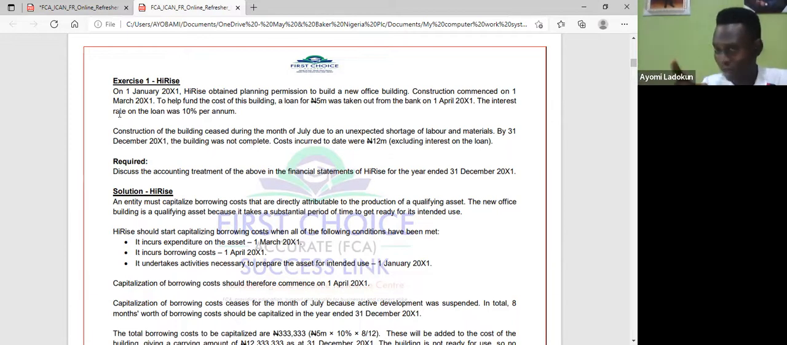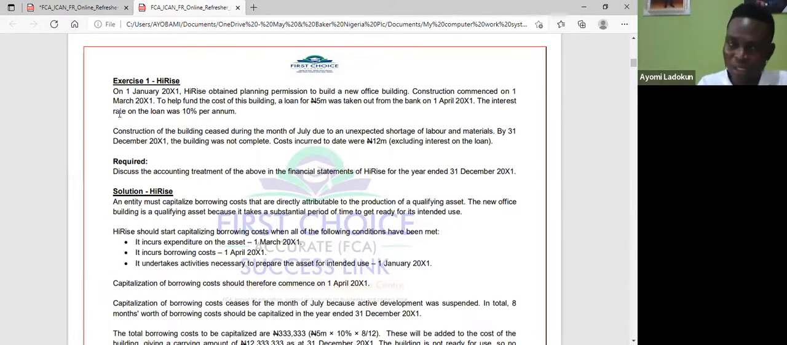Not only borrowing money alone, you borrow money to construct, to acquire, or to produce a qualifying asset. So you borrowed money on 1st April. The interest rate on the loan was 10%. Construction of the building ceased during the month of July. What does that mean? I'm thinking, is this cessation or suspension? Although he used the word ceased. Why? He said, due to unexpected shortage of labor and material. Did you see that? That is suspension.